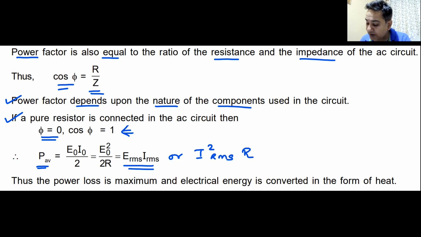Remember, only resistance consumes power. Power loss is maximum and electrical energy is converted in the form of heat. So if I have a pure resistor, the power loss is maximum. A question can come, what type of AC circuit consumes maximum power? A pure resistive circuit consumes maximum power. Please note it down.